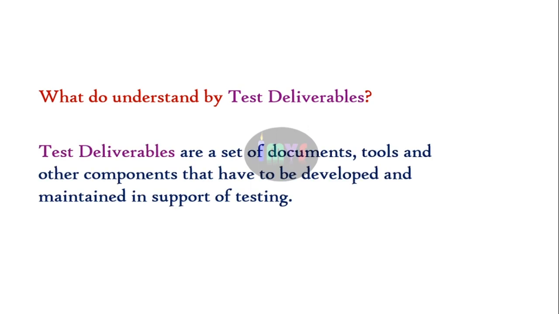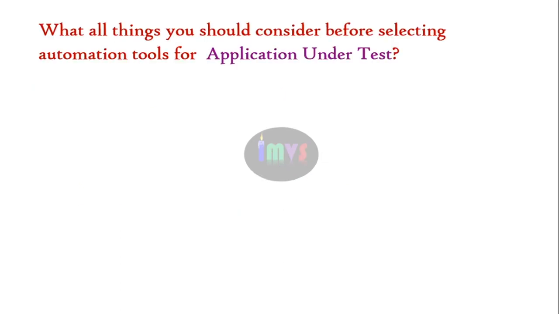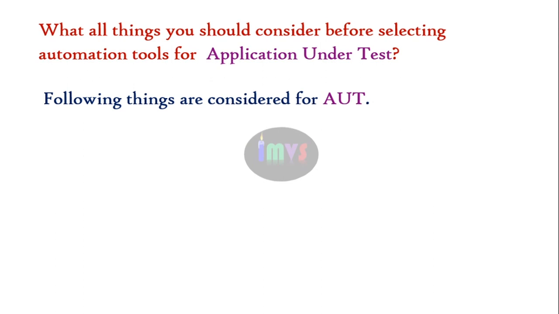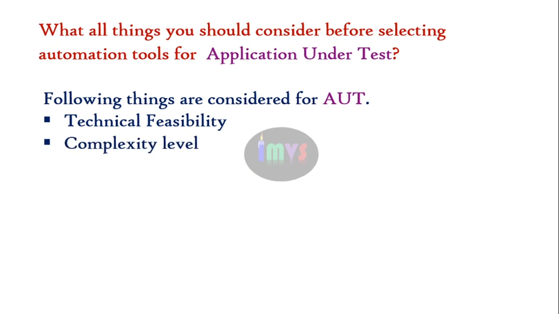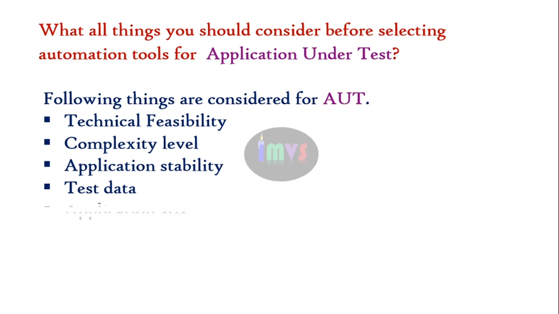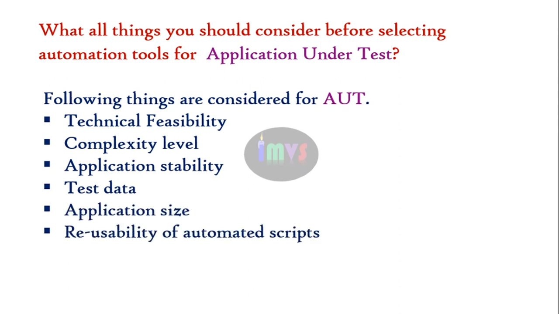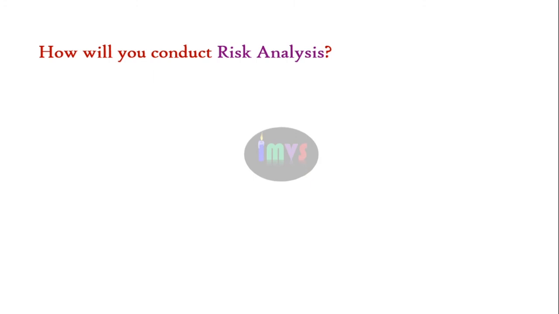What to understand by test deliverables? Test deliverables are a set of documents, tools and other components that have to be developed and maintained in support of testing. What all things you should consider before selecting automation tools for application under test? Following things are considered for AUT: technical feasibility, complexity level, application stability, test data, application size, reusability of automated scripts, execution across environment.